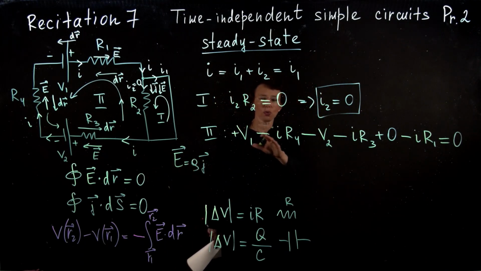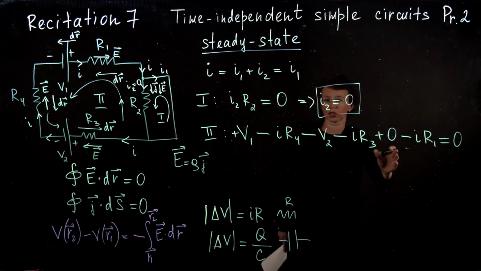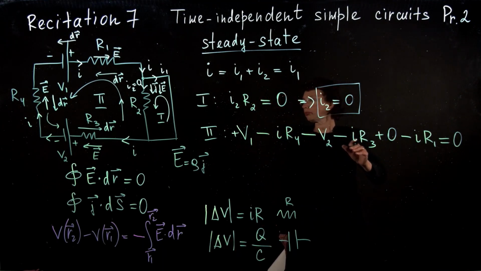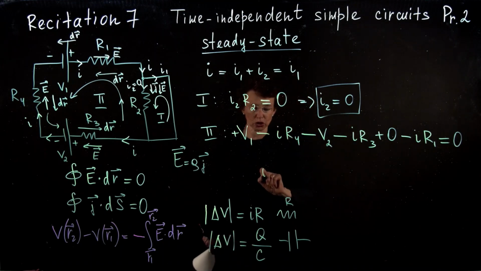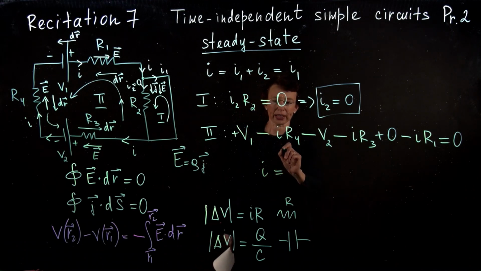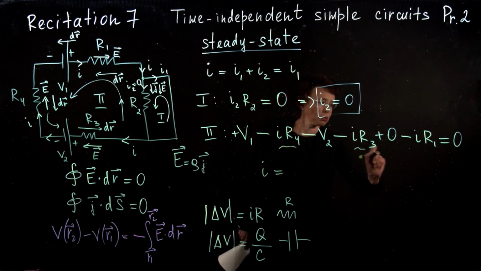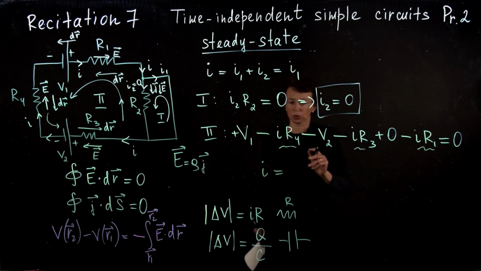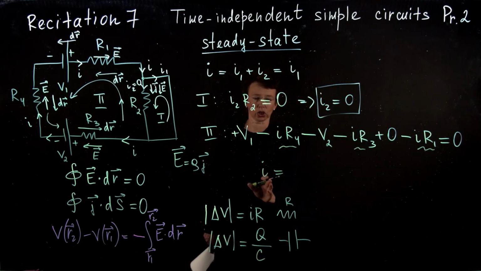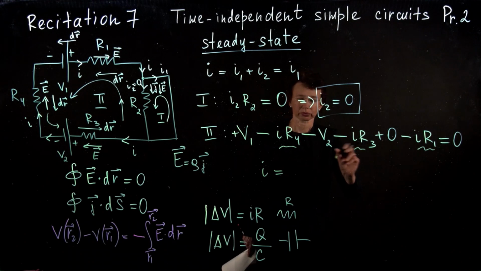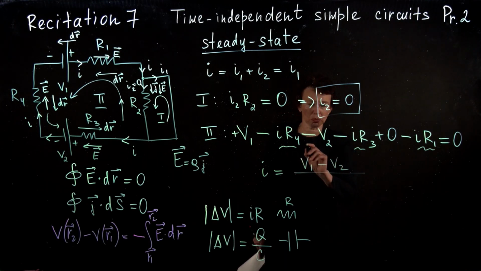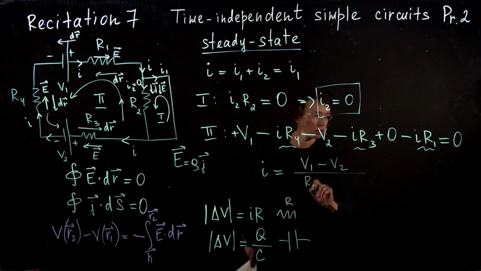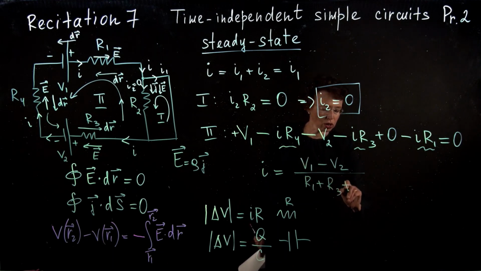Okay, so now we have this one equation, and how many unknowns? Just one unknown, the current. We can solve for it. What is the current? I factor out the current from each term, and what we have now is that current is equal to V1 minus V2 divided by R1 plus R3 plus R4.